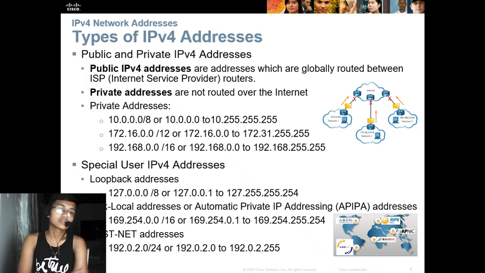The private addresses are 10.0.0.0, 172.16.0.0, and 192.168.0.0 to 192.168.255.255. So it has all the private address ranges up to their maximum limit. For special use IPv4 addresses, we have the loopback addresses, the link-local addresses or automatic private IP addressing addresses, and test-net addresses.